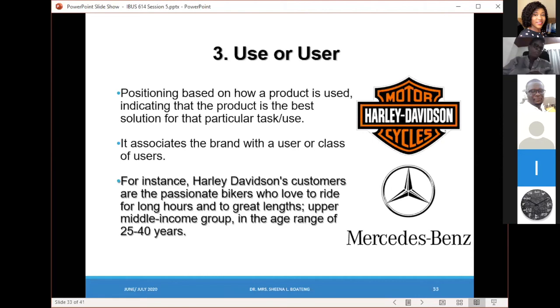So like we just realized with the BMW, there's a certain class of people who can buy it in terms of their financial strength and then their age group. The same goes for the classic Mercedes-Benz. There are certain people who can afford a Mercedes-Benz, and there are certain classes of people who drive a Mercedes-Benz.